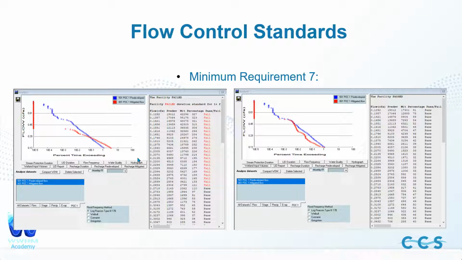So the graph on the left would show you that we don't have any mitigation methods installed because the facility is failing. And then if you look at the graph on the right, that red line is below that blue line. So the red line is that mitigated flow.